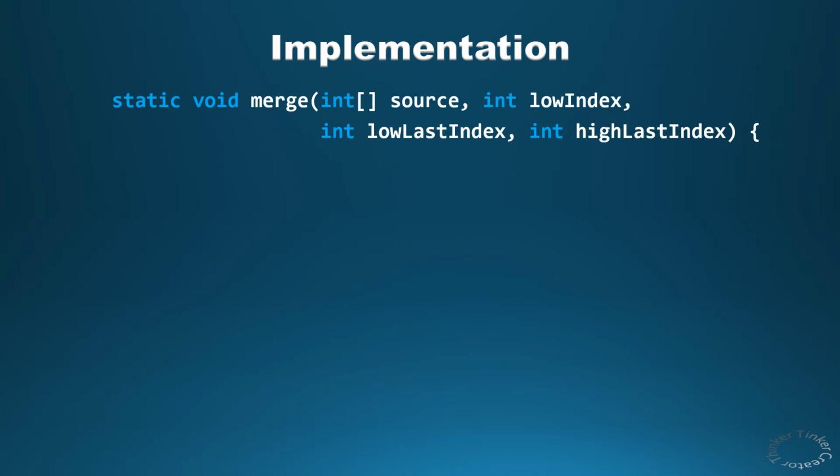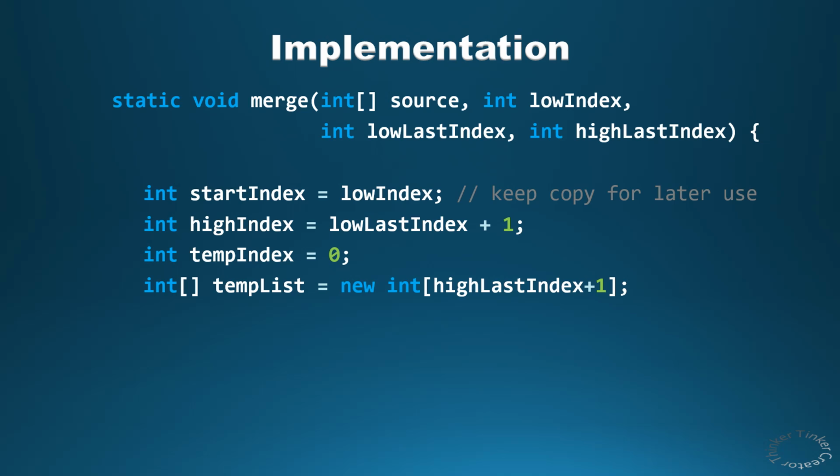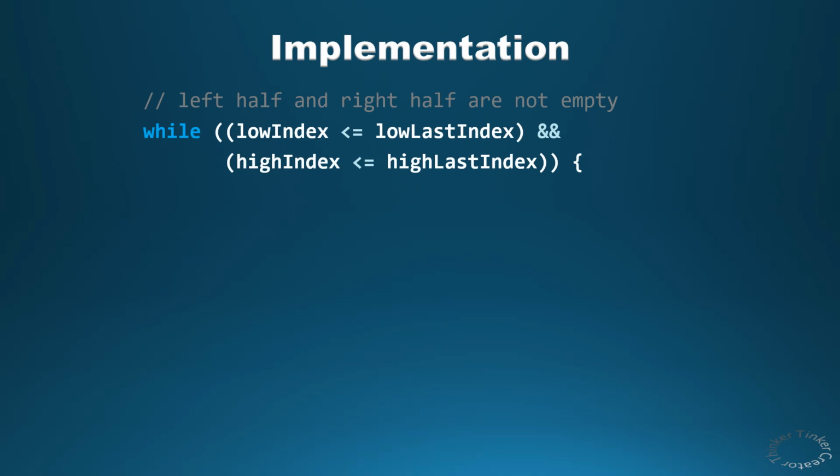And here's the implementation for the merge function. The function accepts 4 inputs. The source list, low index and low last index for the left half, high last index for the right half. And these are the local variables. The rest of the merge code is straightforward.